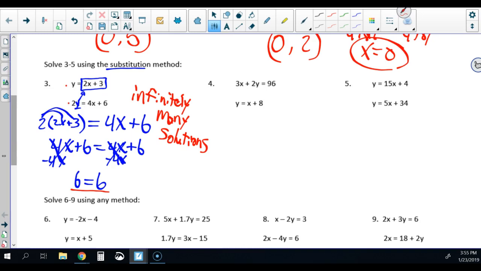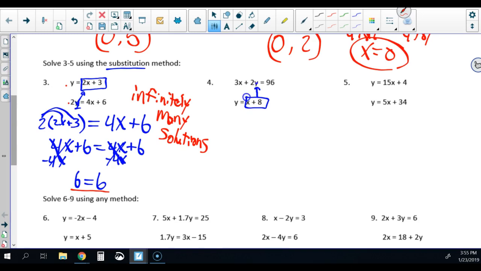Number 4, we've got 3x plus 2y equals 96, and y equals x plus 8. They tell us here that y is equal to x plus 8. So in the other equation, where we have this y, I can remove the y.